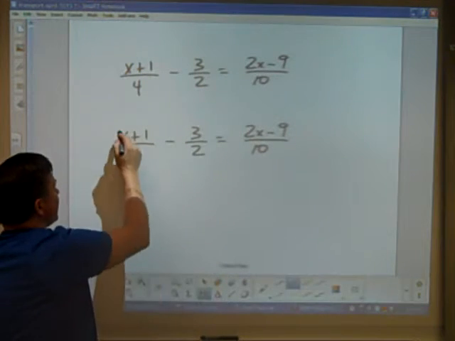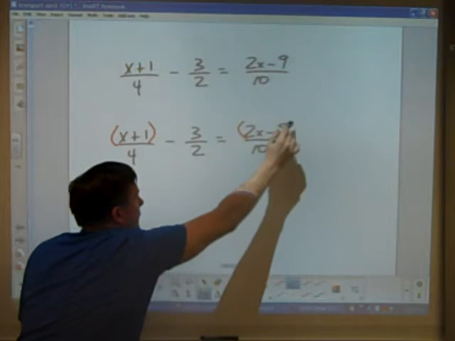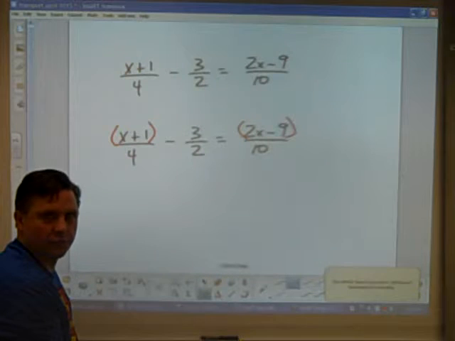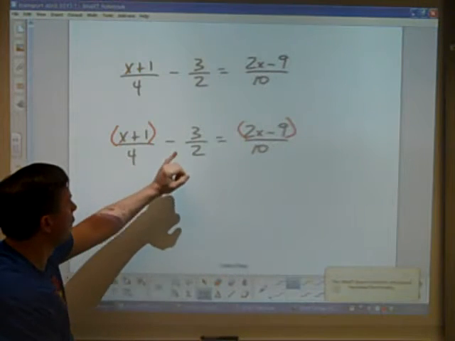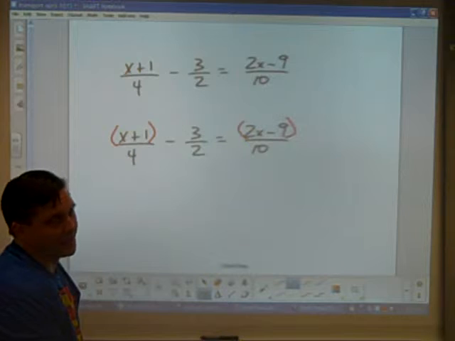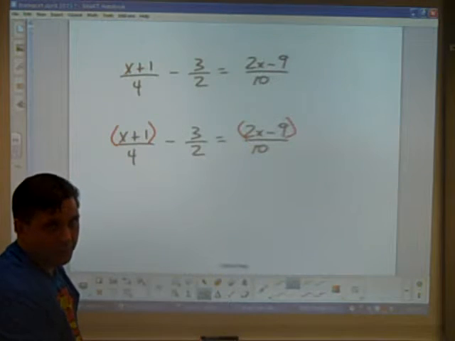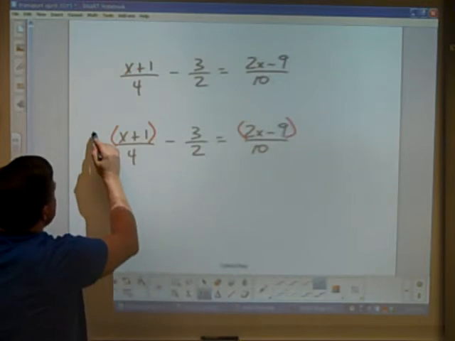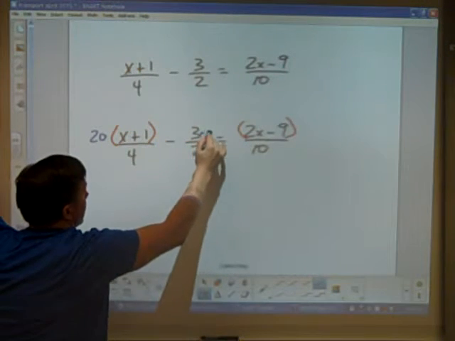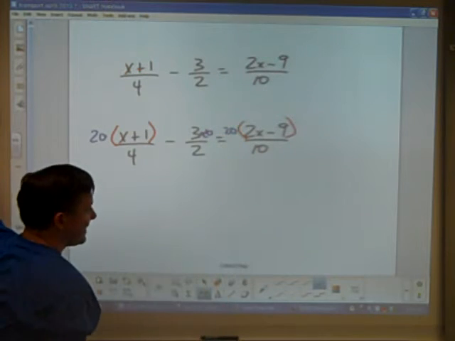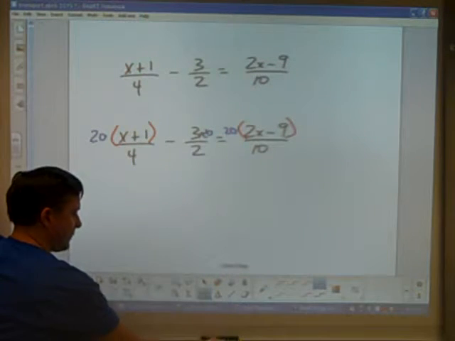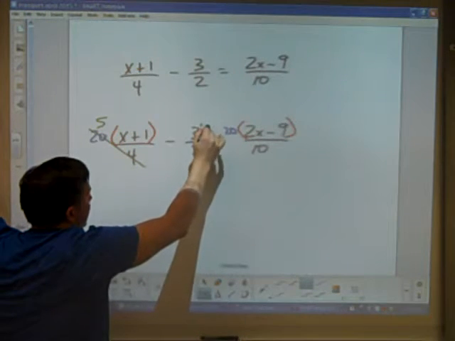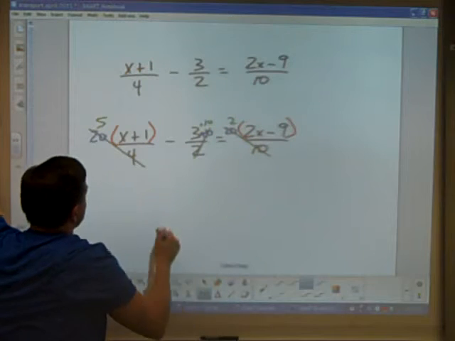But the other thing we got to realize is that x plus 1 is one thing, and 2x minus 9 is one thing, right? We have to put those in parentheses first, or else we'll have all kinds of problems. 4, 2, and 10. Again, not 40, not 80. 4, 2, and 10 go into 20. So we'll multiply everything, all 3 terms, by 20. And this is one of those times I'm actually going to write out the step. 20 divided by 4 is 5. 20 divided by 2 is 10. 20 divided by 10 is 2.